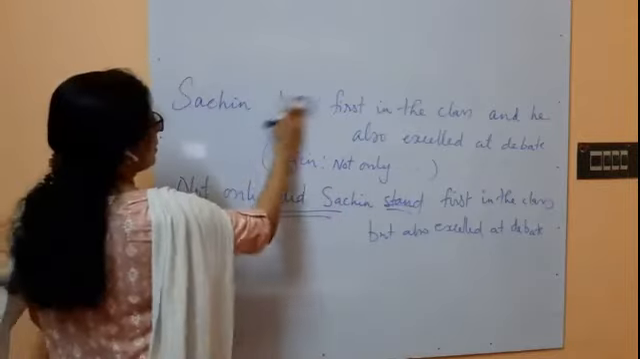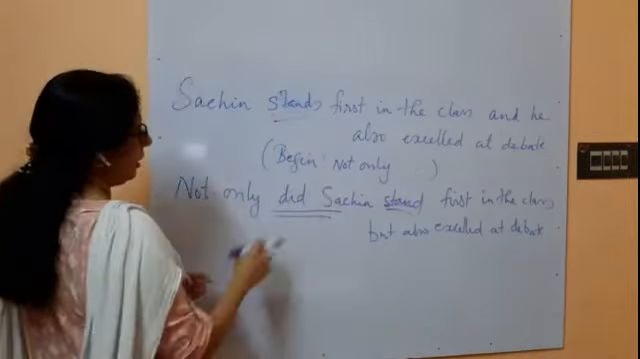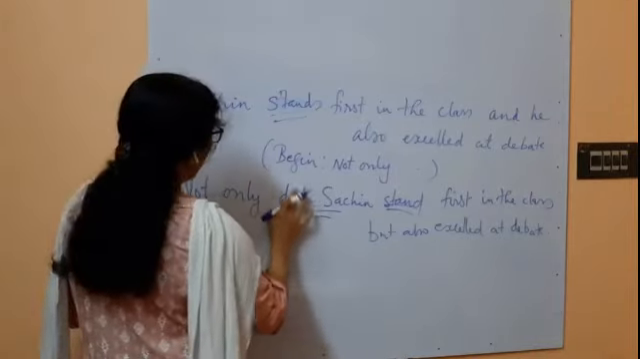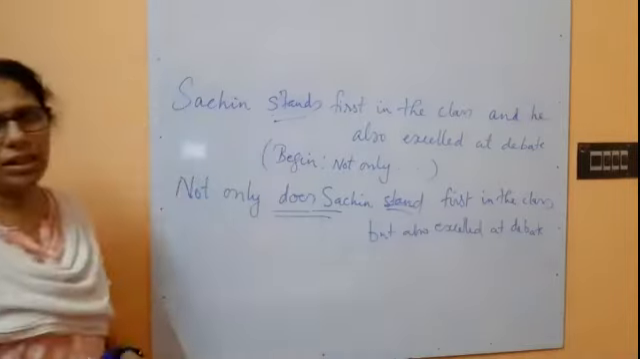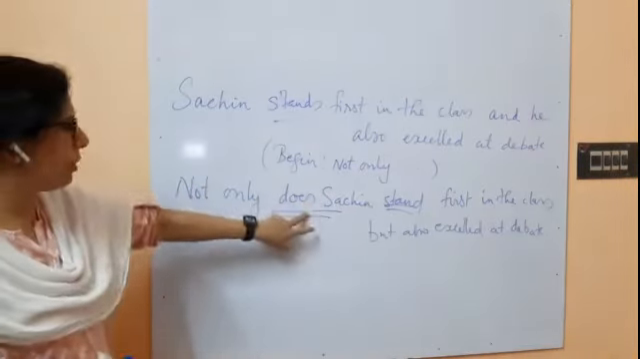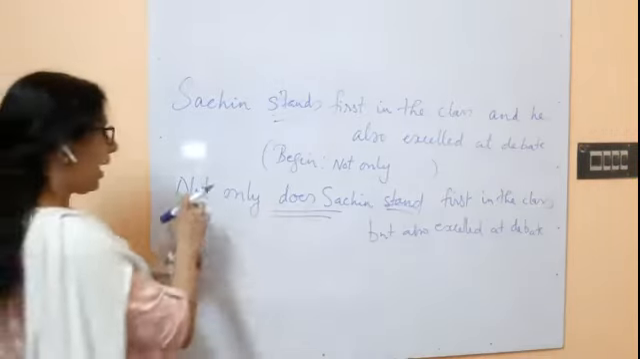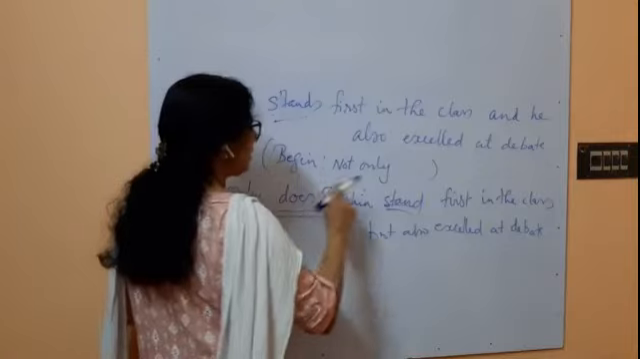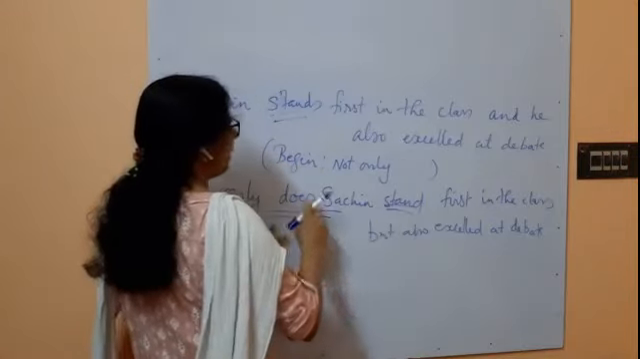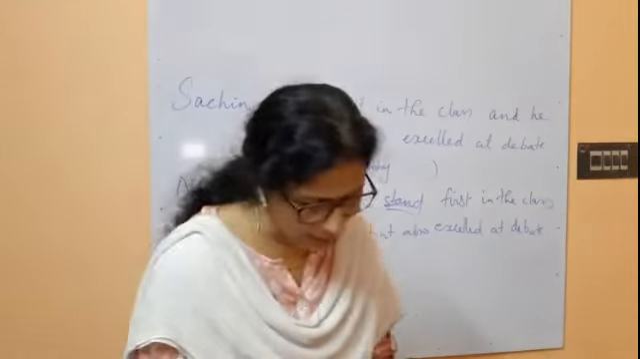If it is Sachin stands first in the class, then here it will be not only does Sachin stand first in the class. According to the tense of this verb, you have to use do, does, did. Okay, so that is a change that you have to make. And not only Sachin stood is wrong; it is not only did Sachin stand, or not only does Sachin stand, according to the tense used here. Okay, so that is one form.